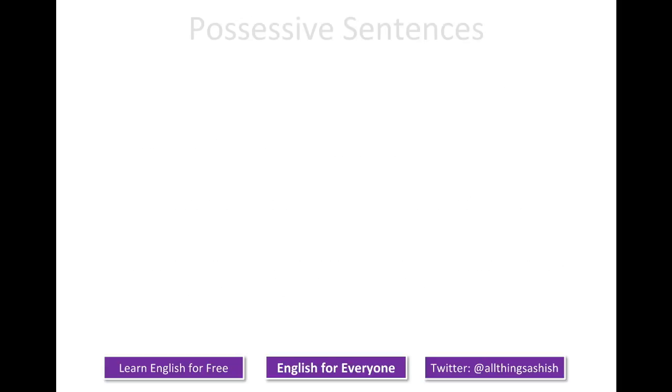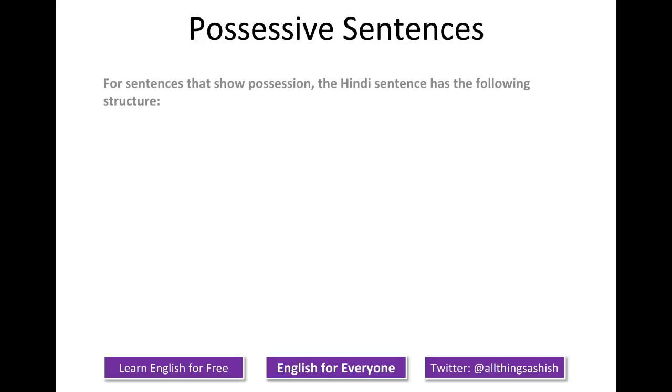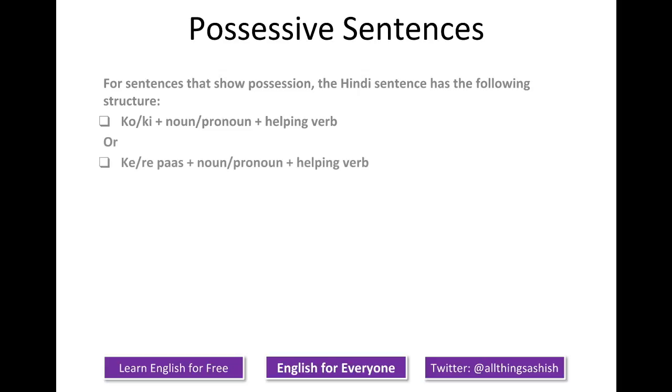Okay, so let's now look at possessive sentences. For sentences that show possession, the Hindi sentence has the following structure. You will find in Hindi we have ko, ki, followed by a noun or a pronoun, and with that we have a helping verb. It can also have a ke or re pass, a noun, pronoun, followed by a helping verb. So it'll look something like this.